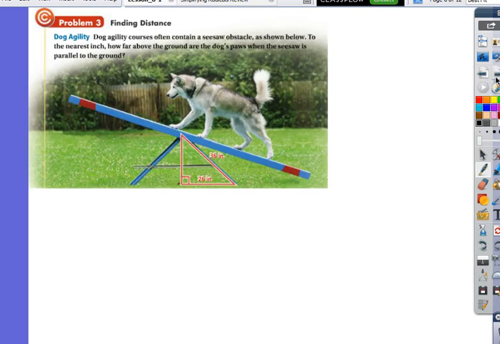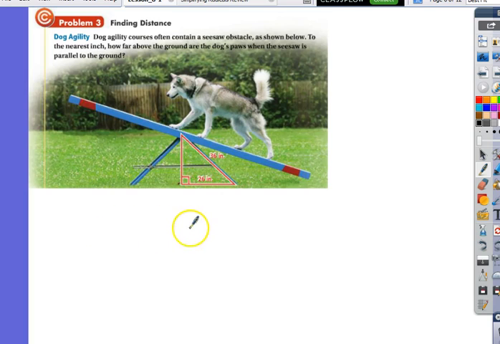All right. So here we're going to get a little bit more technical, and we're going to try to go for accurate information. So dog agility courses contain a seesaw obstacle as shown below, to the nearest inch. So now I don't want a radical exact answer. I want to round it off to the nearest inch. So now I'm going to change my calculator back out of the math print mode and into the classic mode so I can get a decimal when I take a square root. And I'm going to solve the following problem.